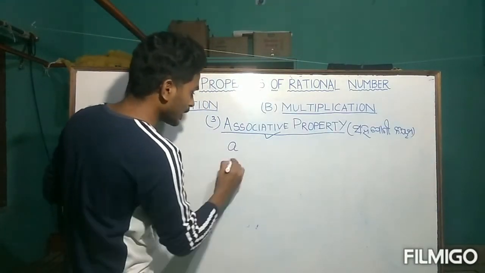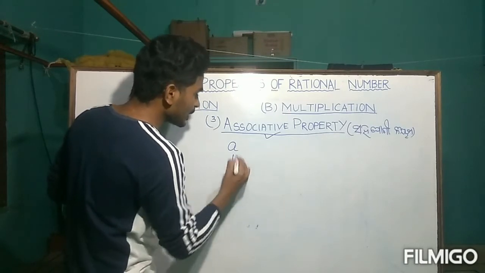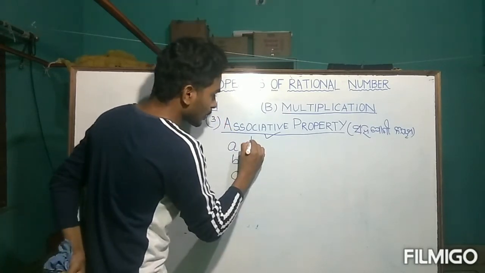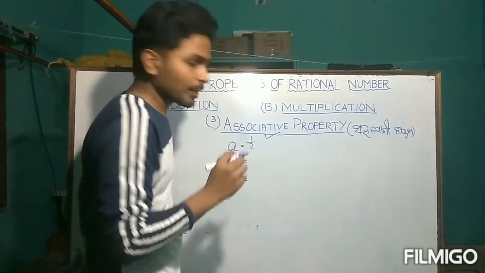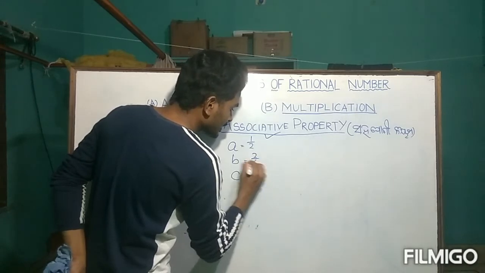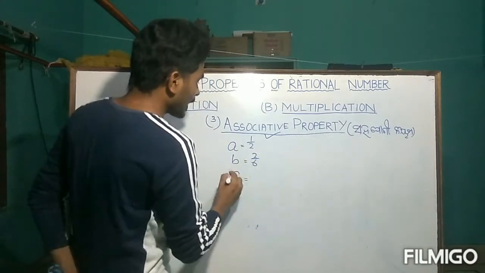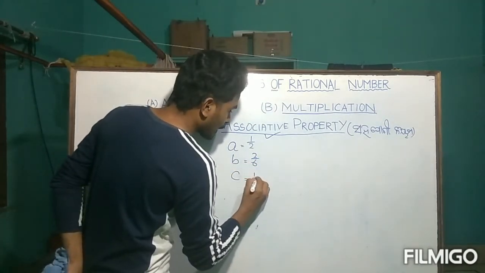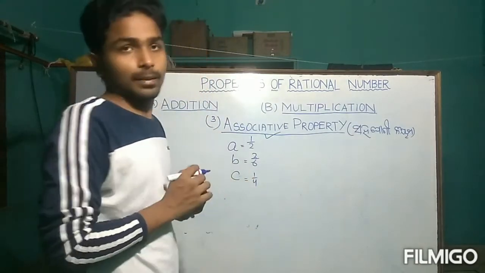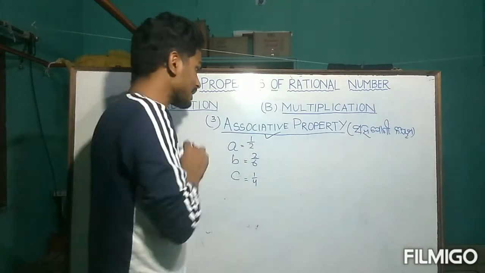a, b, c. For example, let us take a is 1 by 2, okay, b is 2 by 6, okay, and c is 1 by 4. Okay, we have three rational numbers, then it says that add them.